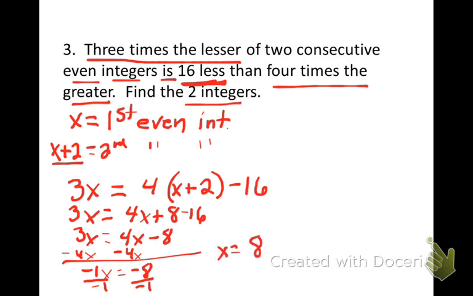Now notice it says find 2 integers. Well, x is 8, so I put it right back in here and get 8 plus 2 is 10. So 8 and 10 are my 2 integers that would work here.